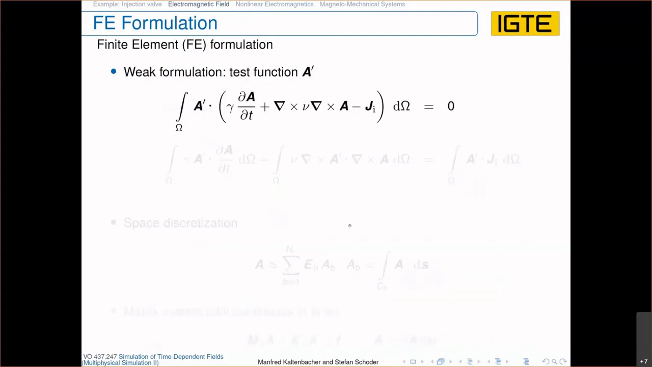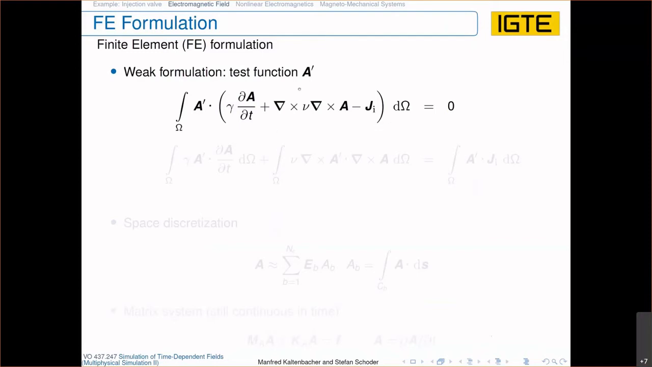Okay, so we know now how to discretize it, but before we discretize, our machinery is to first introduce a test function and multiply the test function with the partial differential equation. In this case, it is a dot product because we have a vectorial unknown, so also our test function will be a vector, we call it A prime. We integrate over the whole computational domain, and this has to be 0.